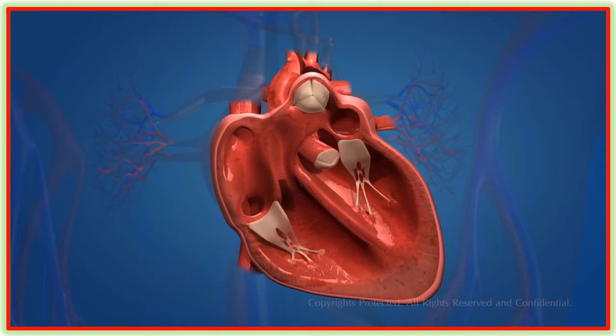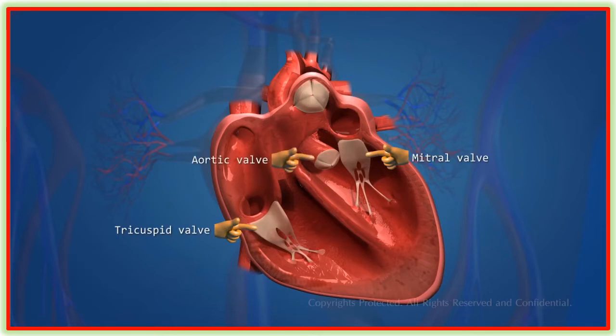There are four valves in the heart. These valves are the tricuspid valve, mitral valve, aortic valve, and pulmonic valve. These valves are one-way valves.